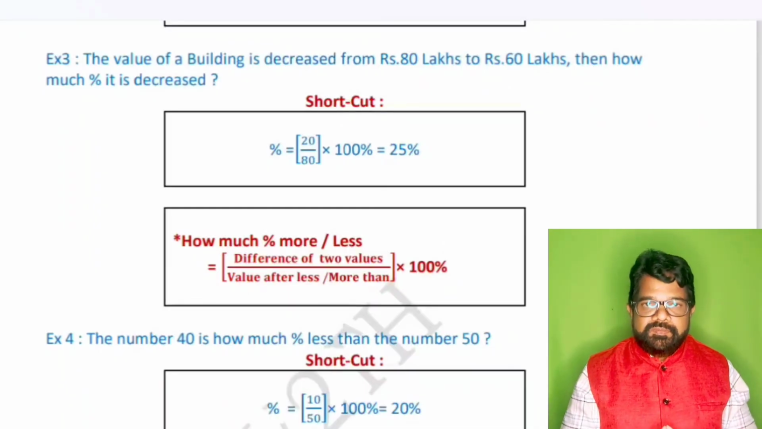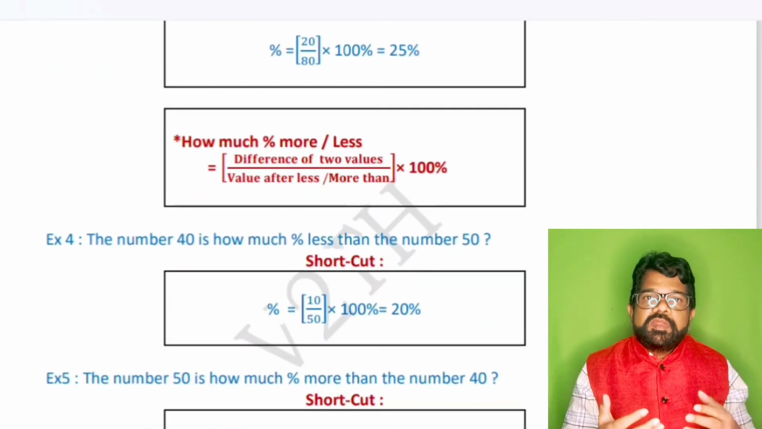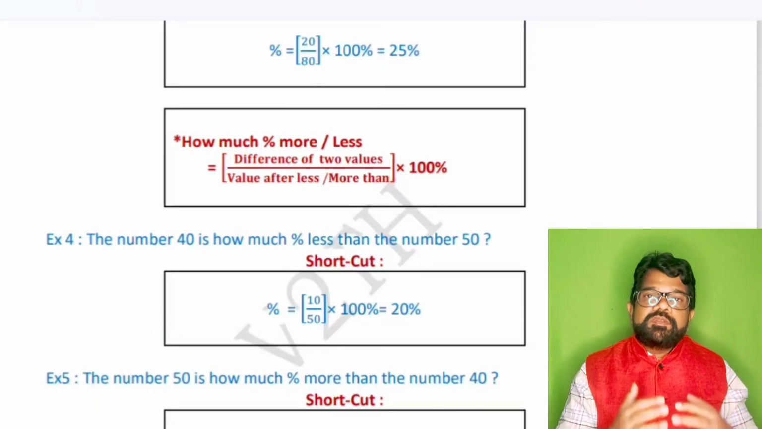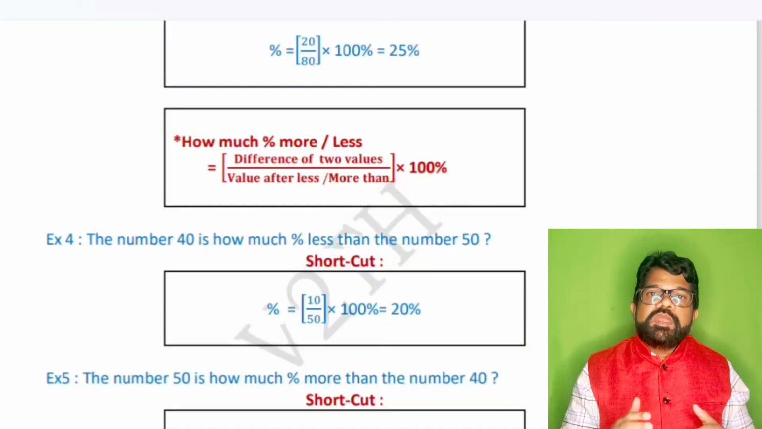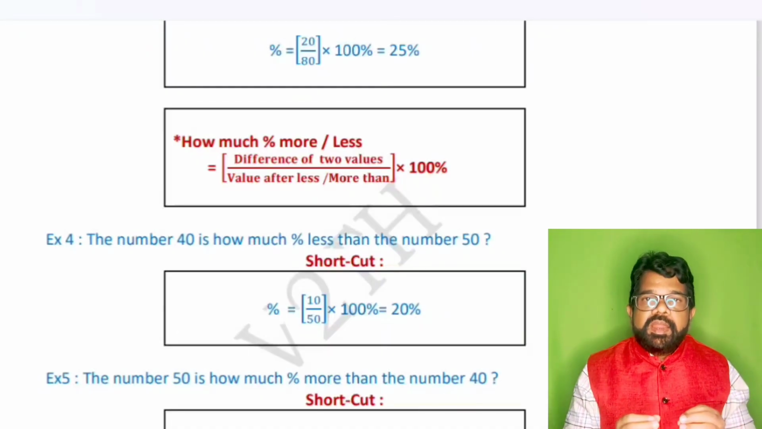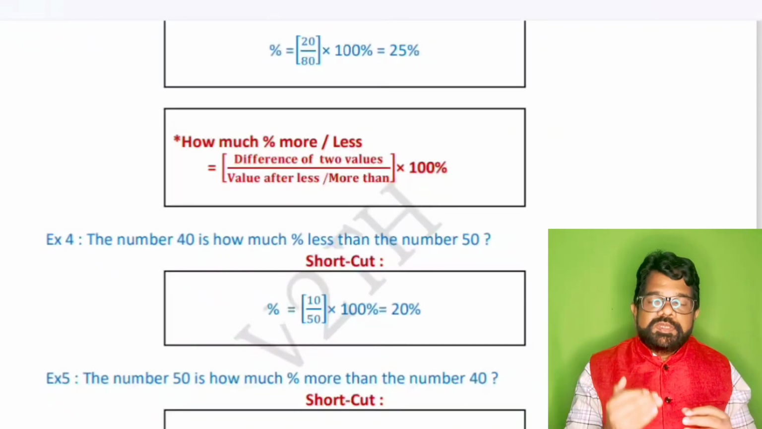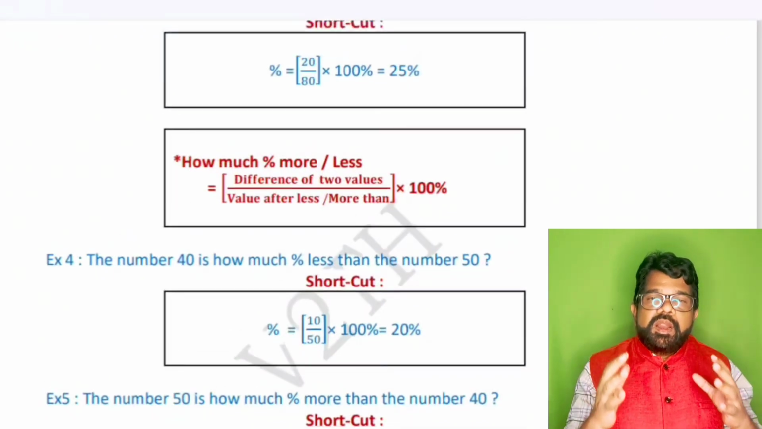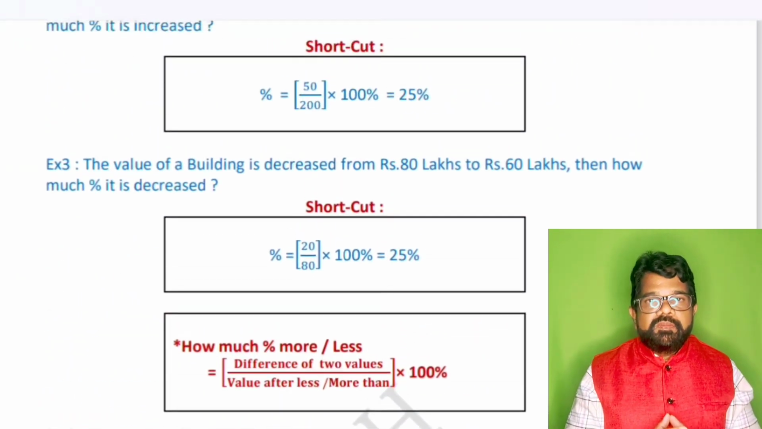25% decreases. So the building value decreased from 80 lakhs to 60 lakhs means how much percent has it decreased? 25% it has decreased. So for the increased percent and decreased percent, which keynote do you have to apply? Difference of two values by first value into 100 and percent symbol.